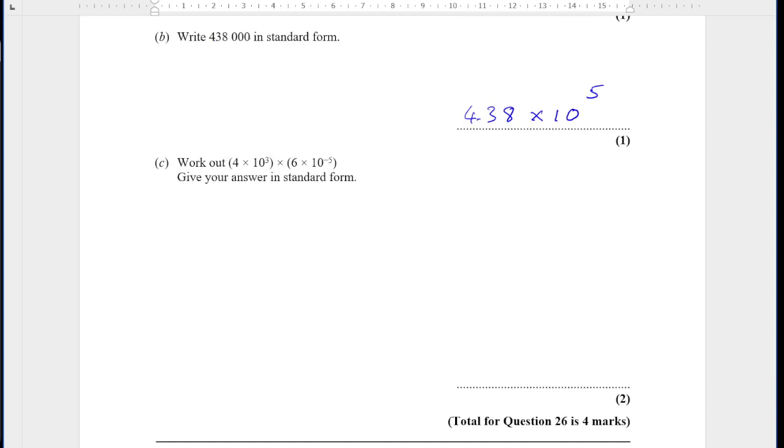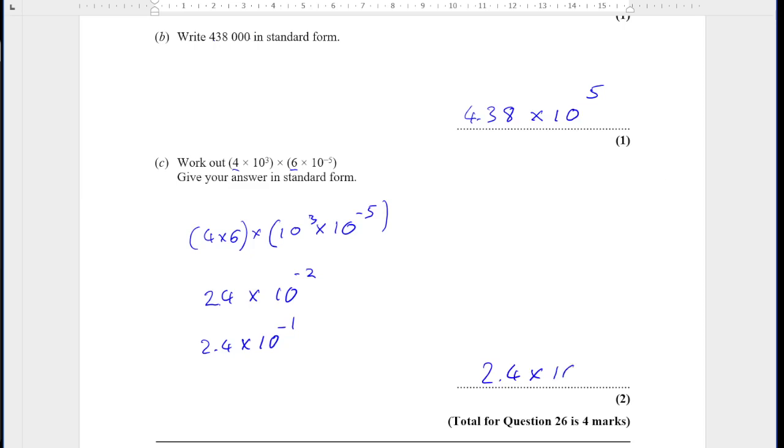Part C, work out 4 times 10 to the 3 times 6 times 10 to the minus 5. So I tend to break my number part and my index part into separate parts. So 4 times 6 is going to be 24, times 10 to the, and then we add these powers, so it would be minus 2. Then as a final step, this isn't in standard form. We need to, in effect, divide it by 10. So it becomes 2.4 times 10 to the minus 1, sorry, we add 1 to that power. So 2.4 times 10 to the minus 1.